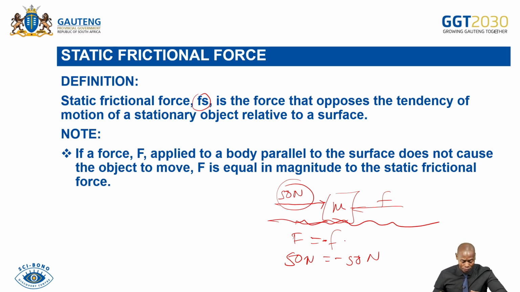Okay? So you have a static frictional force if an object is at rest on a rough surface. I hope it's making sense. The word static comes from the word stationary. So you'll have a static frictional force if an object does not move on that rough horizontal surface or inclined surface. Very, very important. That will be a static frictional force.